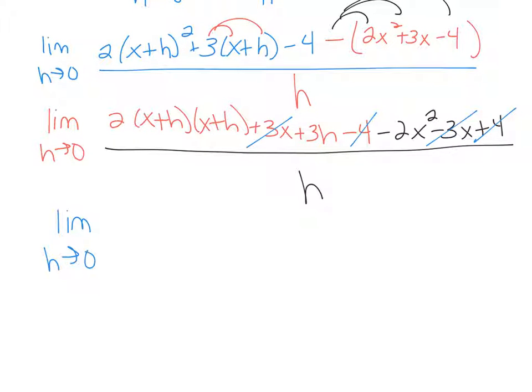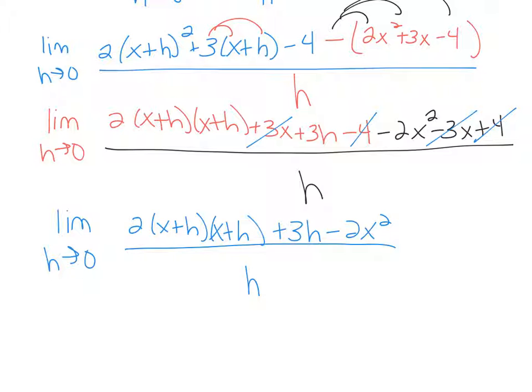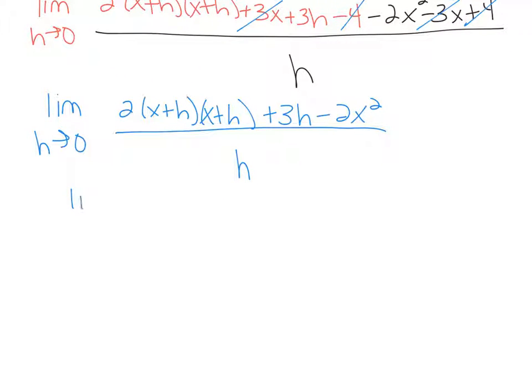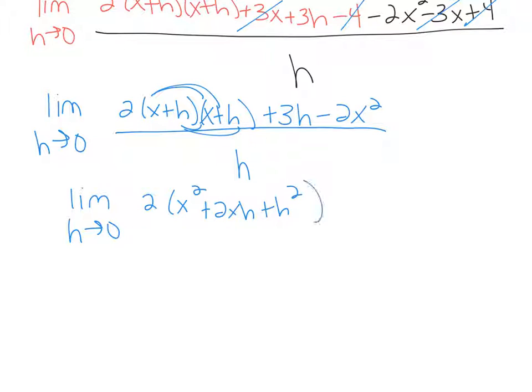So now I'm left with the limit as h approaches 0 of 2 times x plus h times x plus h plus 3h minus 2x squared all over h. What I need to do at this point is I need to FOIL that x plus h times x plus h. So I have the limit as h approaches 0, 2 times x squared, xh and xh make a 2xh, and plus h squared, plus 3h minus 2x squared, all over h.